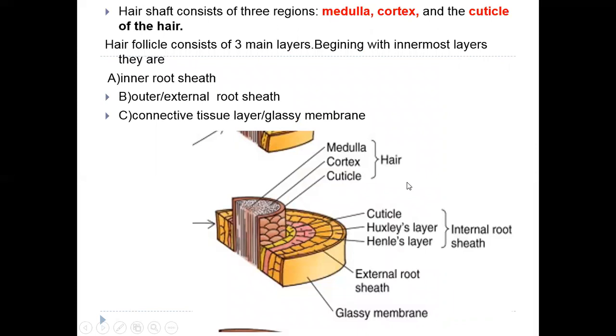Now looking into the structure of hair shaft, it has got three regions: medulla, cortex, cuticle. So three areas can be seen. This is a cross section of the hair.